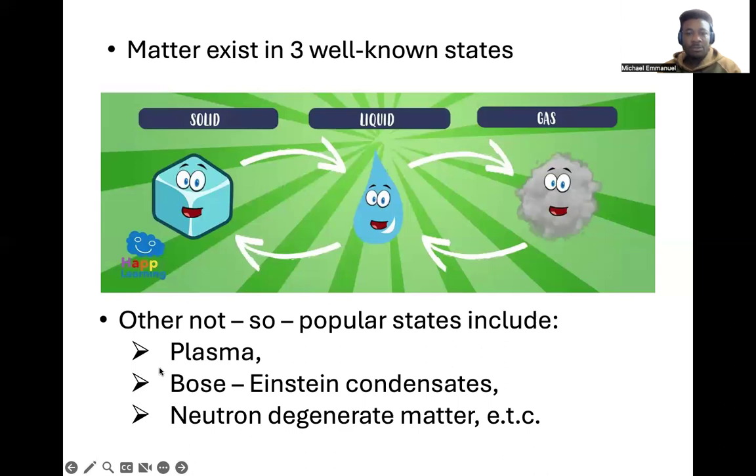Now, other not so popular states of matter that don't exist in everyday life are the plasma, the Bose-Einstein condensate, which usually occurs at a very low temperature, below absolute zero, and neutron degenerate matter, which occurs in neutron stars. Plasma occurs when atoms are heated and the electrons escape the surface of the atom, giving rise to plasma.